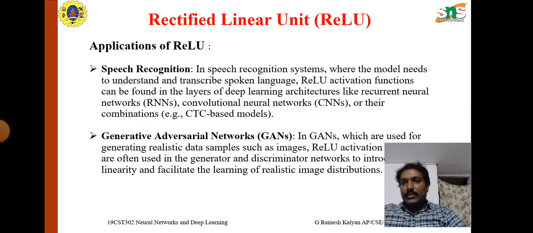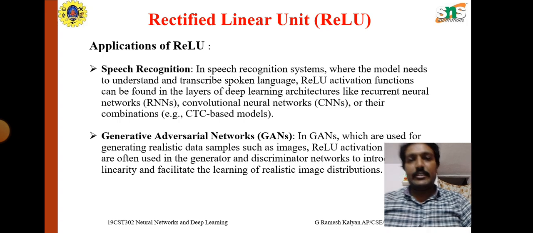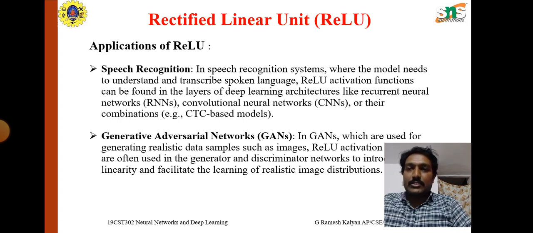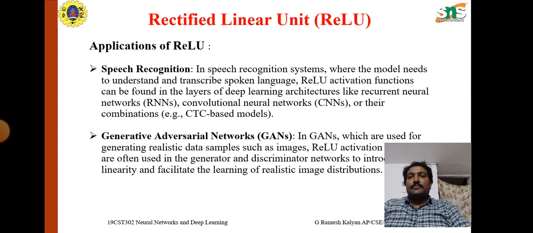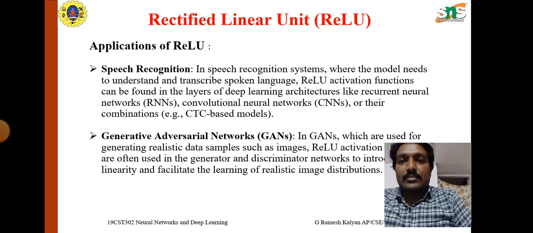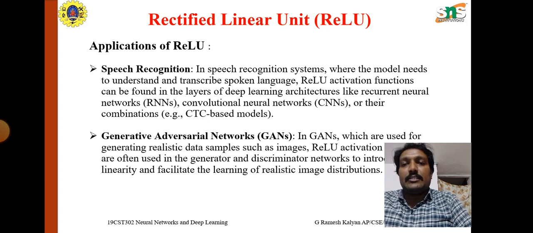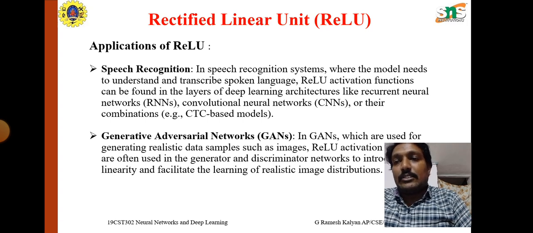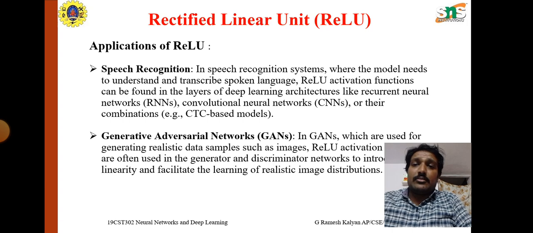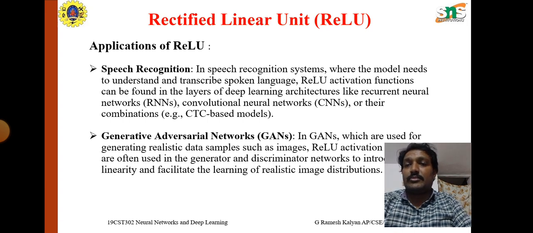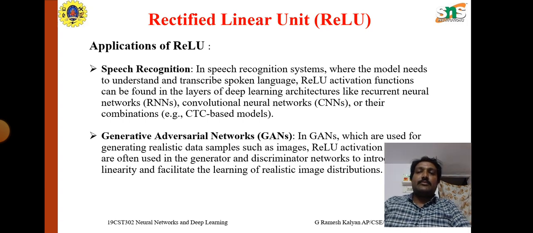The next application of the rectified linear unit is speech recognition. In speech recognition systems, the model needs to understand and transcribe spoken language. ReLU activation functions can be found in the layers of deep learning architectures like recurrent neural networks (RNNs) and convolutional neural networks (CNNs) or their combinations, like CTC-based models.